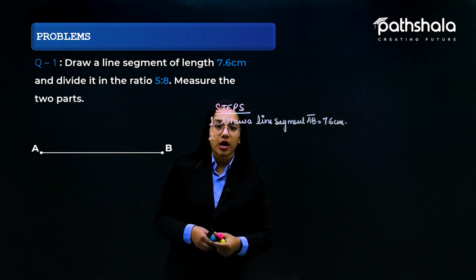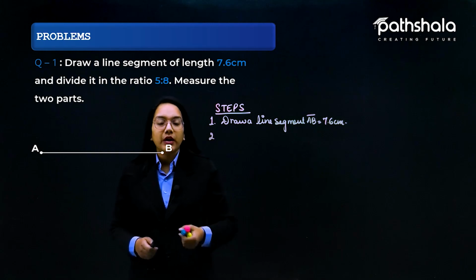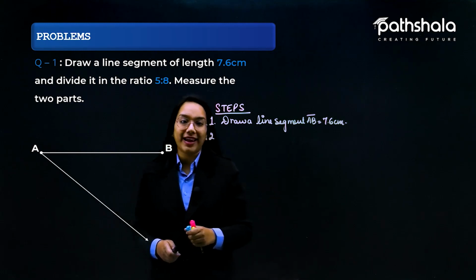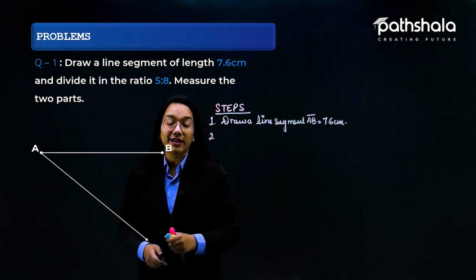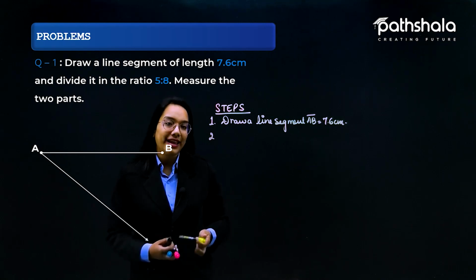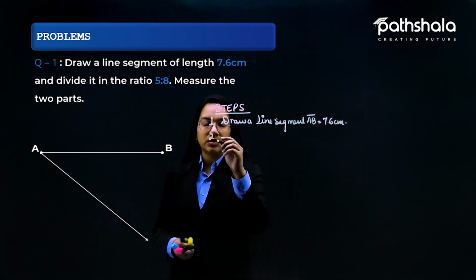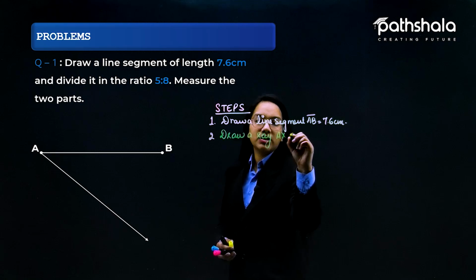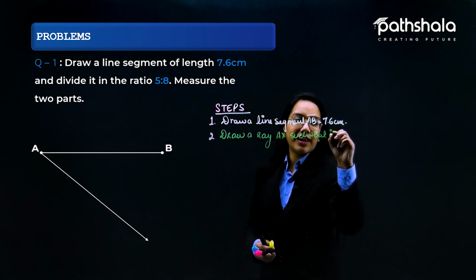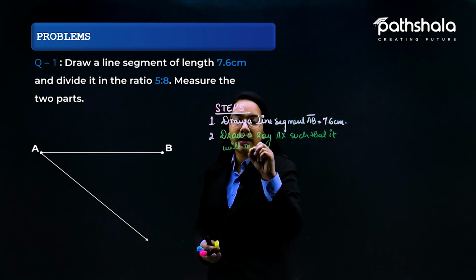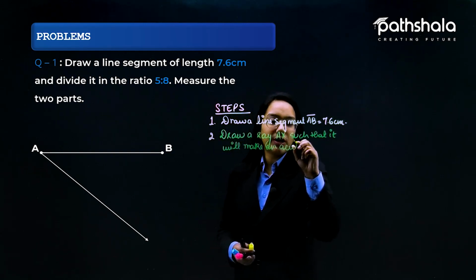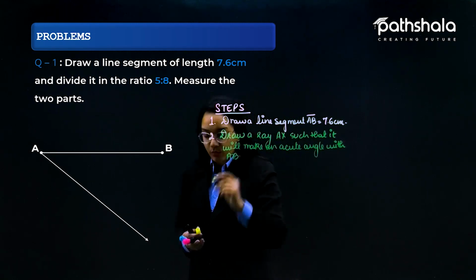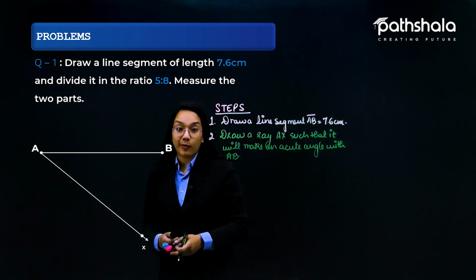Now let's talk about the next step. We have to draw a ray, not an arc, a ray AX, such that it forms an acute angle with the line AB. Let us call it AX, such that it makes an acute angle with AB.